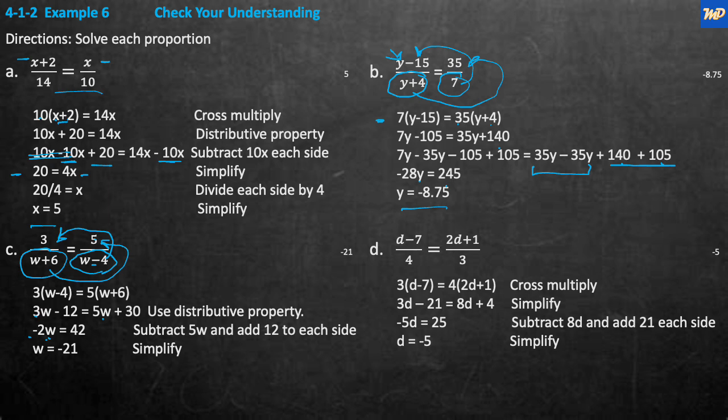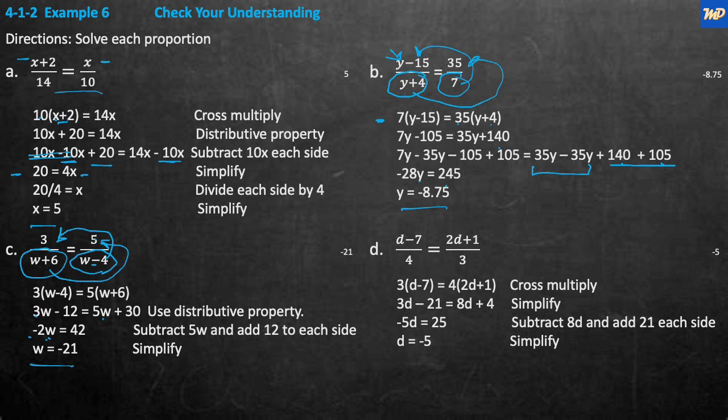So it's going to be 42. 12 and 30 is 42. So it says subtract 5w and add 12 to each side. And then we simplify it, and the answer becomes w equals negative 21, because 42 divided by negative 2 is negative 21.